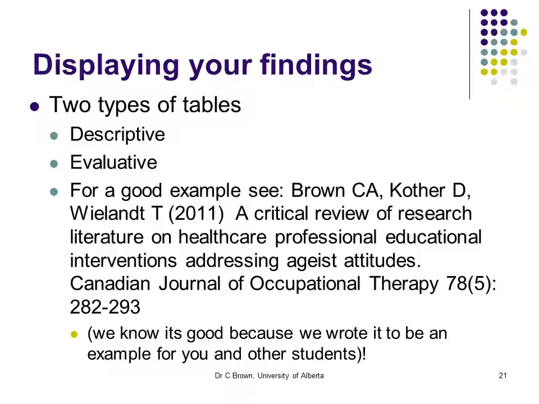What things do you look at? How do you present the data? And it's published in CJOT, right? So it's a good model for you to go to. And we think it's good, but not just because we wrote it, but also because we wrote it, I guess. So anyway, sorry, enough rambling. I'm going to tell you about these two different types of tables you want, descriptive and evaluative.